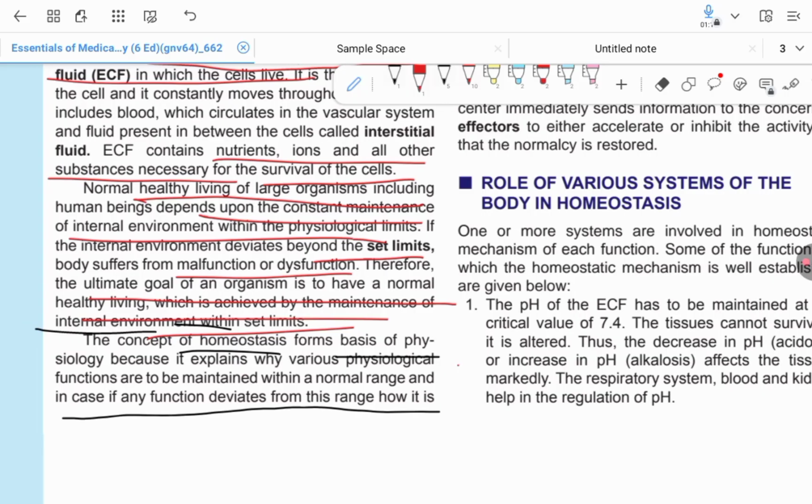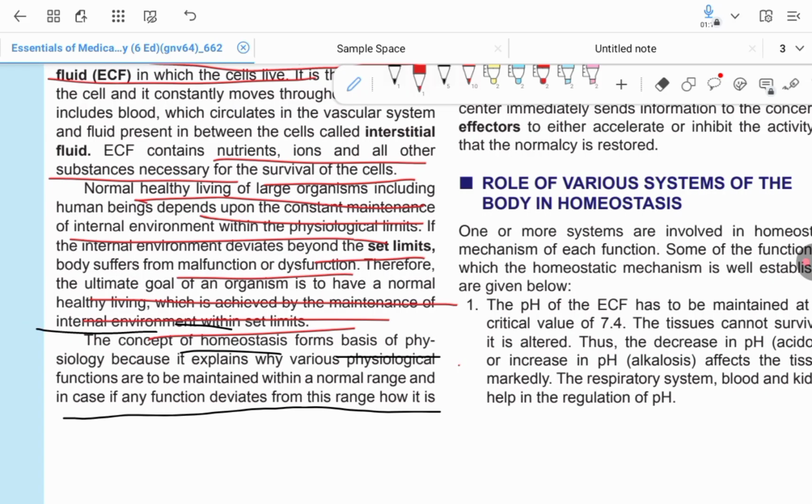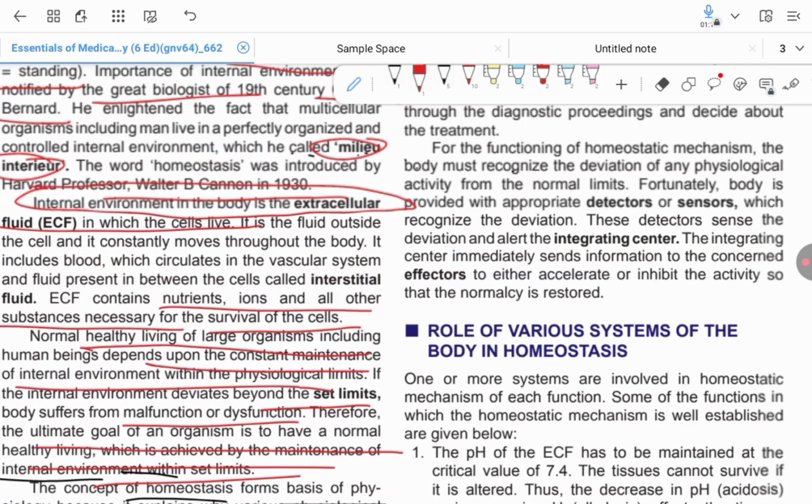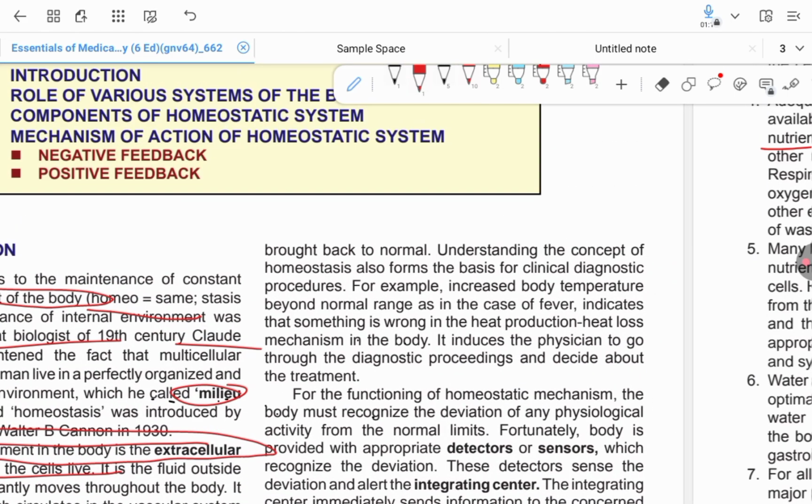The concept of homeostasis forms the basis of physiology because it explains why we have to maintain a constant internal environment, and what happens if there is a deviation from the normal range. It also tells us how to bring it back to normal.